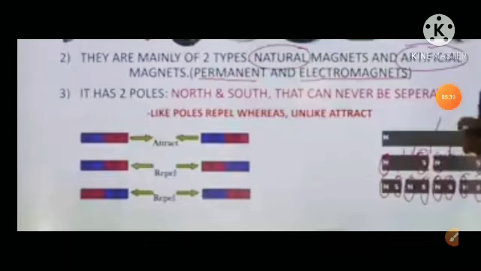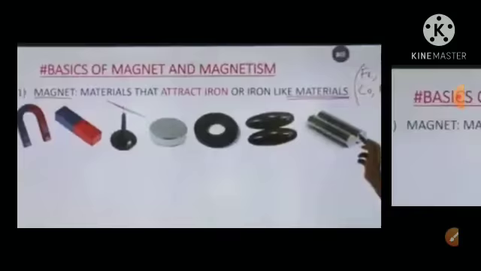So first of all we need to learn the basics. Magnets are mainly of two types, natural magnets and artificial magnets. Artificial magnets have more power, and a magnet has two poles, north and south, that can never be separated. Like poles repel, whereas unlike poles attract. That means north and south attract, and south-south or north-north repel. You know that easily. So let's move ahead.